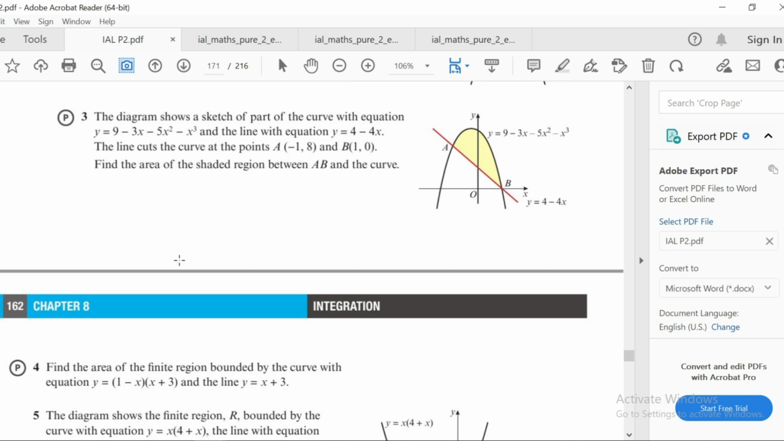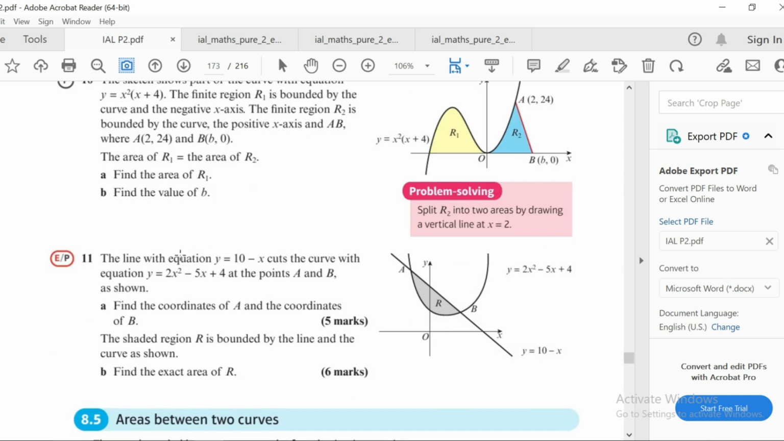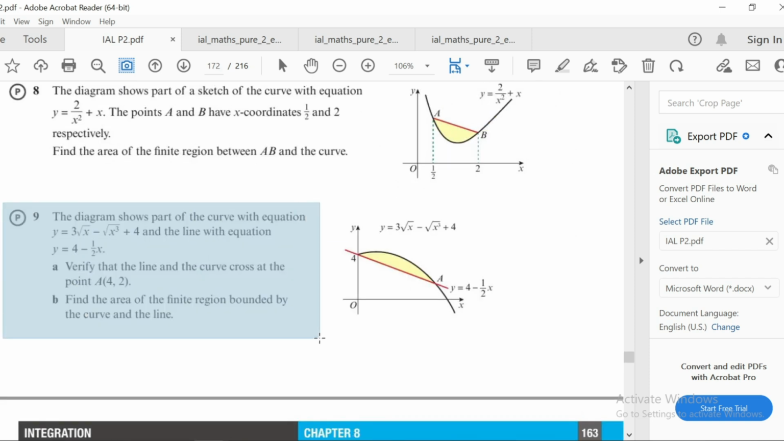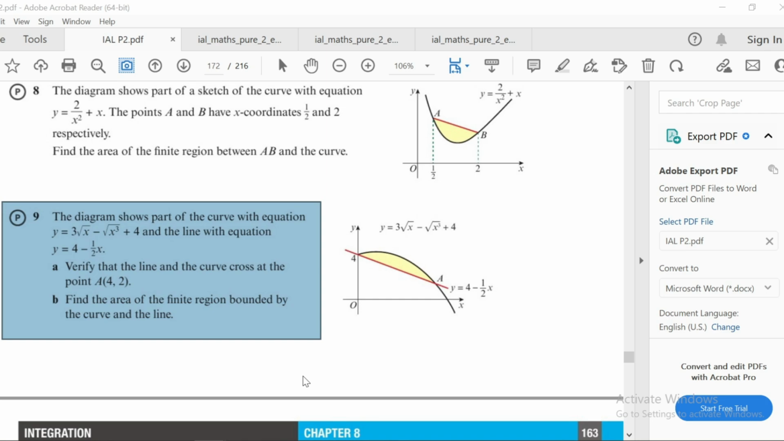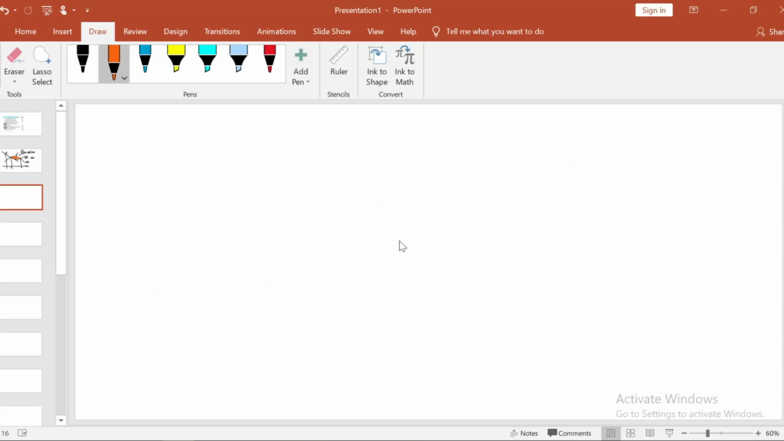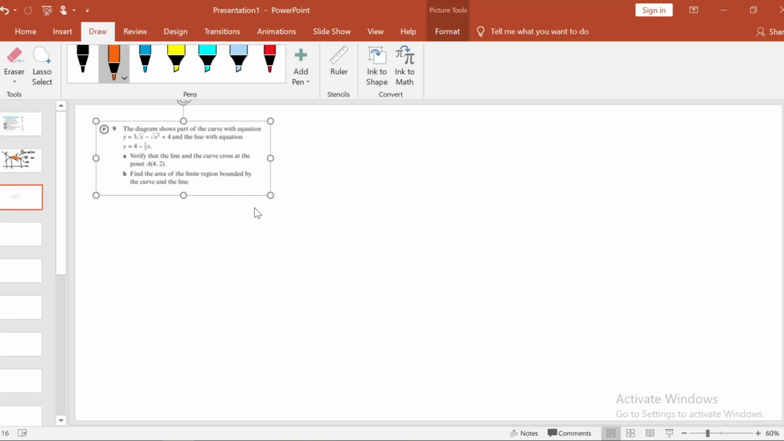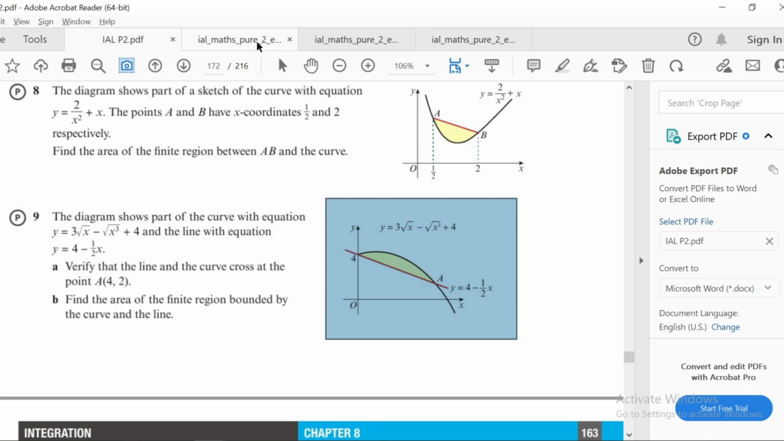Write the title exercise 8D. Question number 9. Not question number 9. Yep, let's take question number 9.